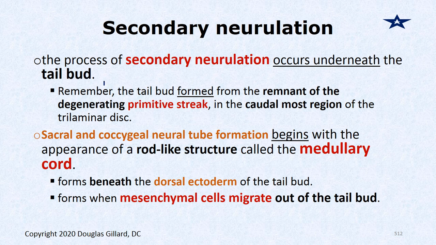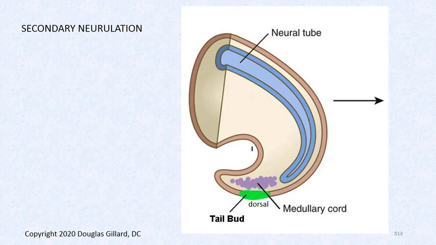Remember the primitive streak that was degenerating away? The very caudal portion of it gave rise to a structure called a tail bud. And that tail bud induces the sacral and coccygeal neural tube formation. The first thing that happens is you get this rod-like structure called the medullary cord. This is going on underneath the dorsal ectoderm of the tail bud. So mesenchymal cells migrate out of the tail bud and make this happen. So there's the tail bud we talked about. That's the end of the primitive streak. Some magic happens here.